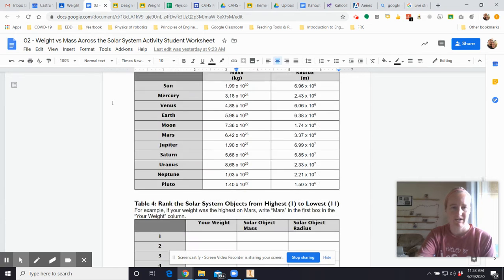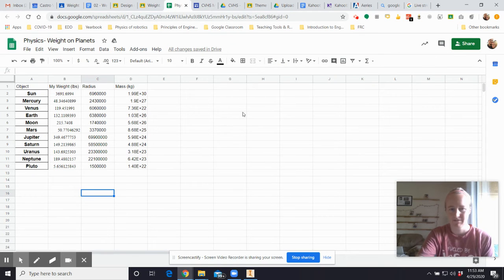So making a graph. So if I go here, here's an example. I went ahead and took, this is actually someone's example. So obviously your numbers should be different. Your numbers will not be the same. So here are the objects we had, and so I listed the weight, our own weight that we calculated on each object, the radius of the object, and then the mass.